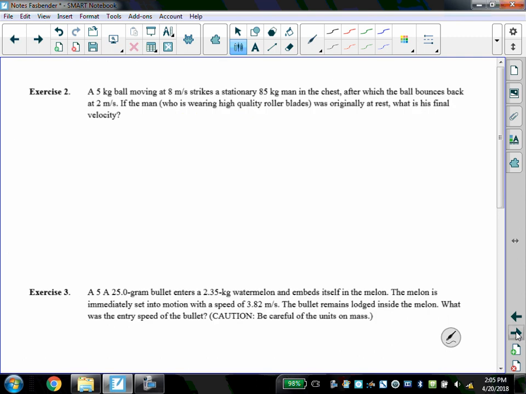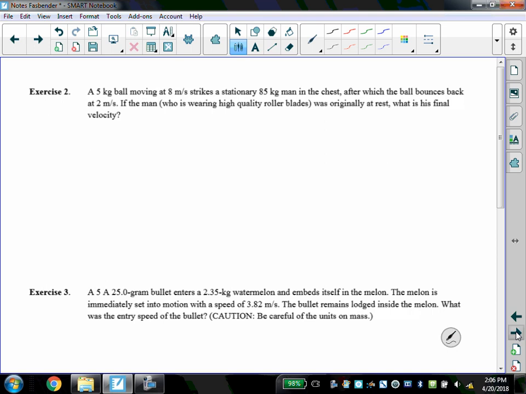Okay, so let's do 2 practice problems with this concept of conservation of momentum. A 5-kilogram ball moving at 8 meters per second strikes a stationary 85-kilogram man in the chest, after which the ball bounces at 2 meters per second. If the man, who is wearing high-quality rollerblades, was originally at rest, what is his final velocity?